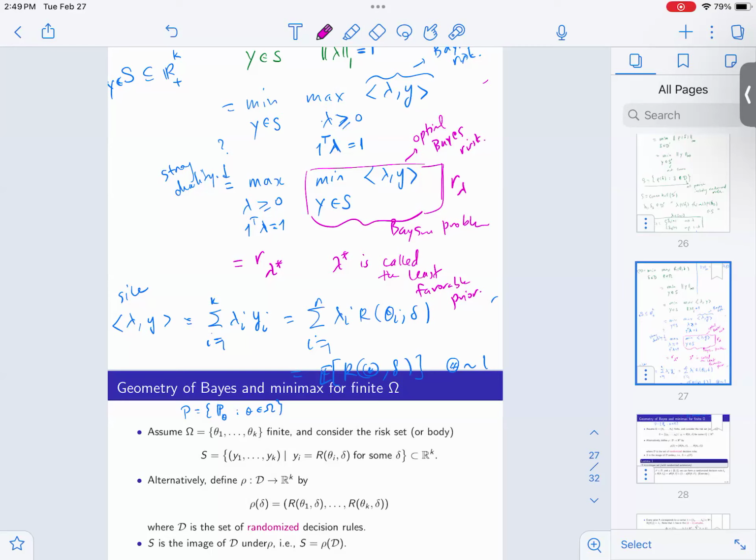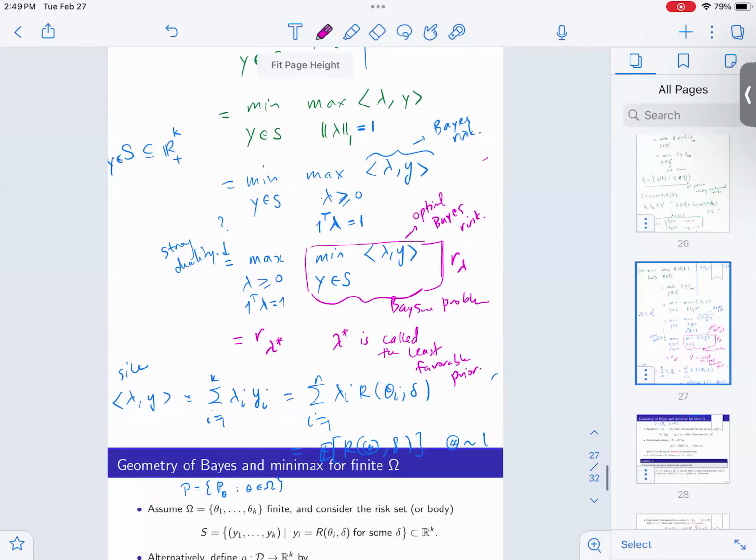Does that sound good? So there is an intimate relation between the minimax estimation and Bayesian estimation by the strong duality. I'll let you maybe stare at it a little bit.